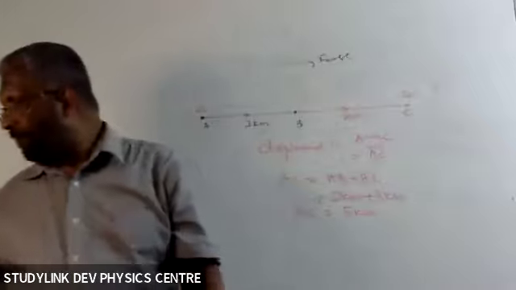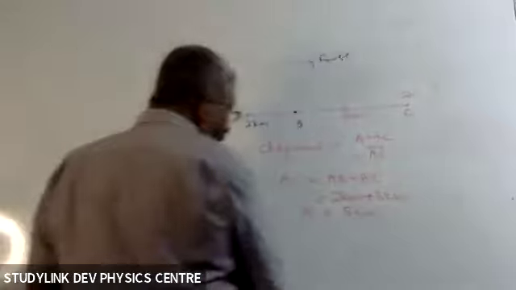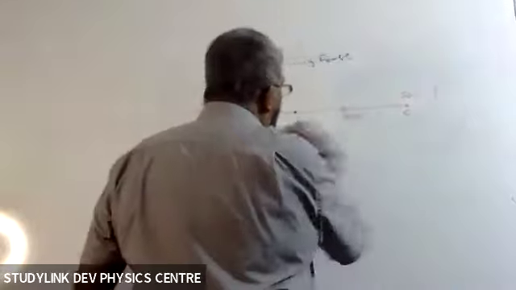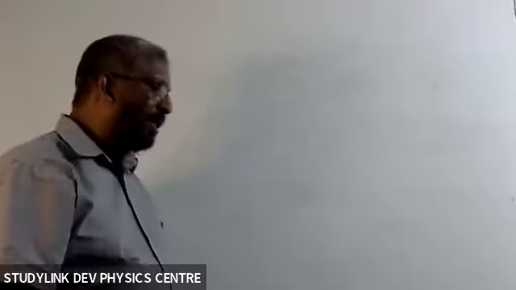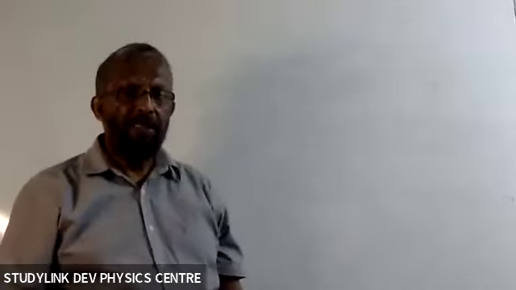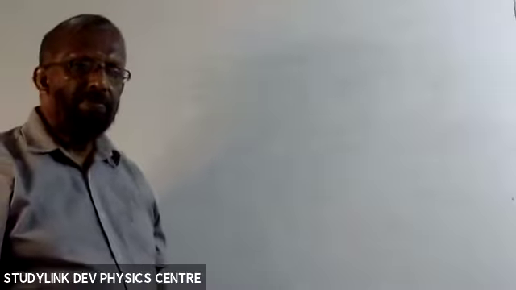Next example. A car is moving to the east 5 kilometers, then turns and moves to the west 3 kilometers. What is the displacement of the car?